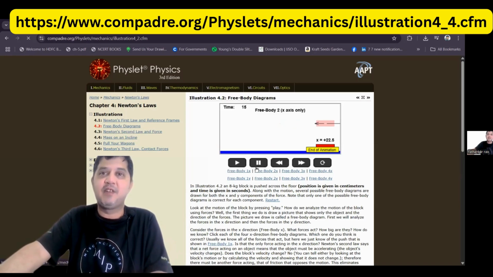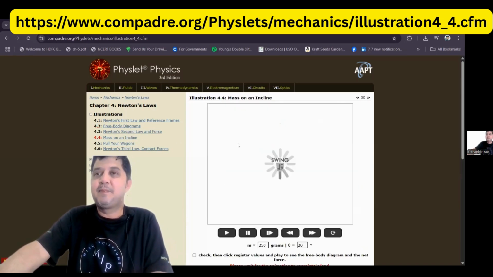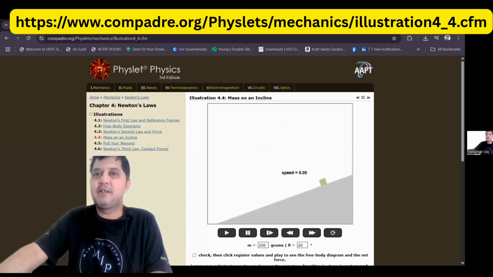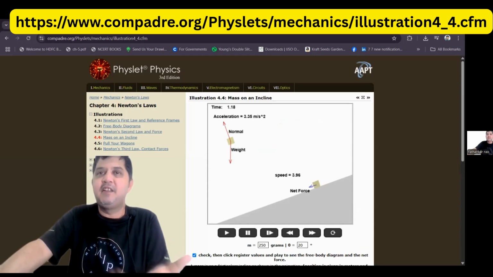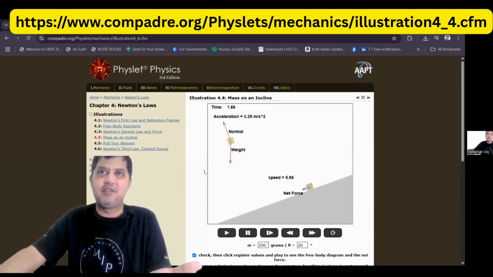Mass and an incline, for example. See, what I can do is, just a moment, I can click on this. Before that, let me reset this. Check, then reset value. I have this value and click on this. Now you see it gives you the speed value, when the speed increases or decreases. You can get to know more about this, right?